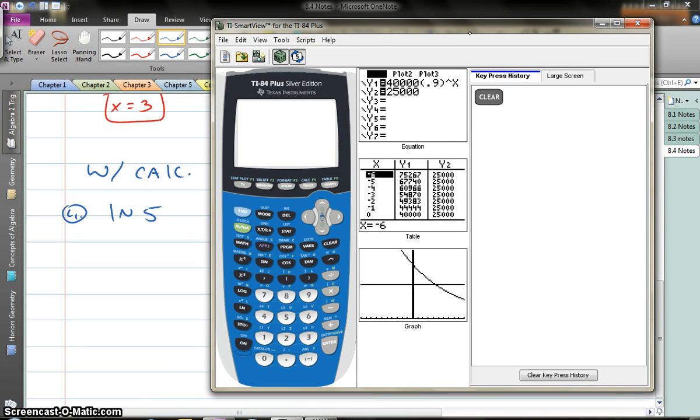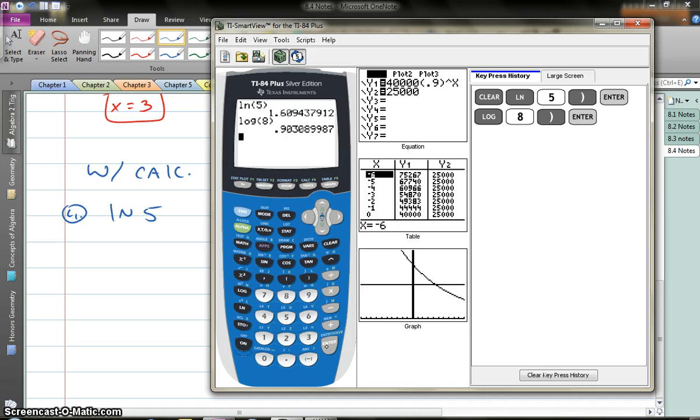First one I have is natural log of 5. Notice how you have your LN button here next to your 4, our E button. So ln of 5 equals 1.609. Log of 8, our log button is right here next to our 7. So log of 8 would give me 0.903.